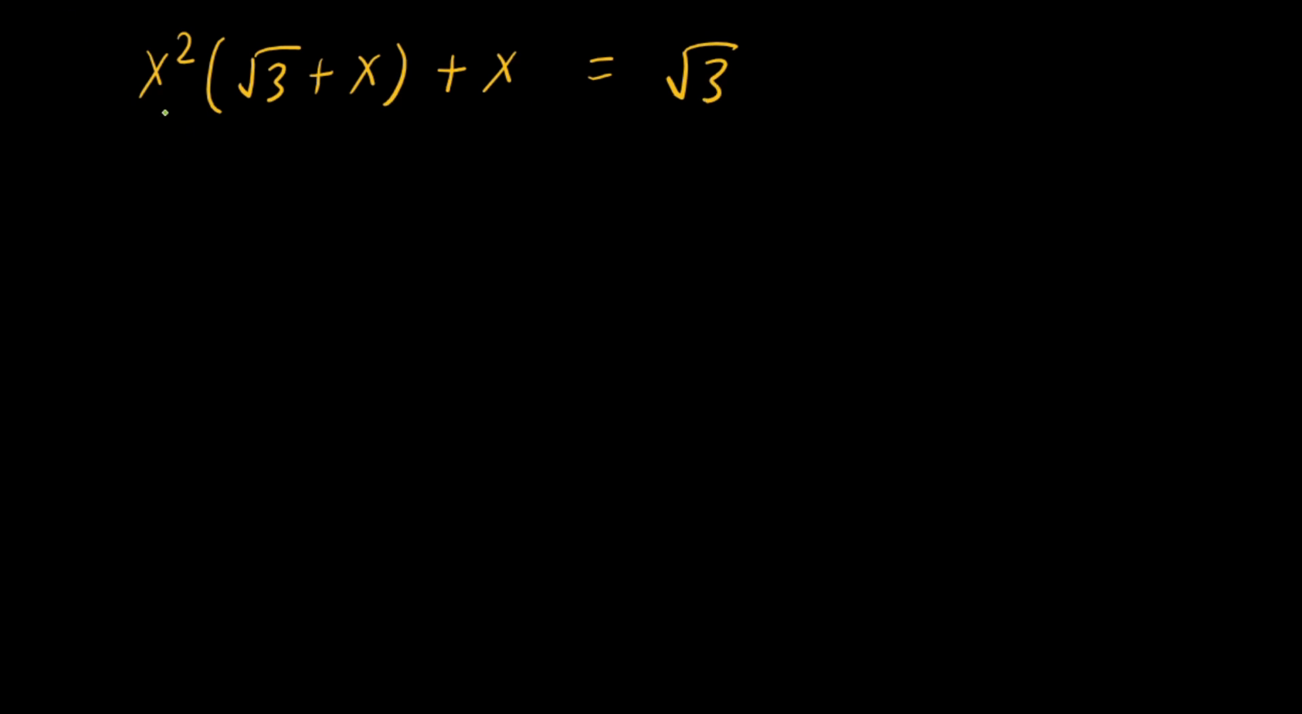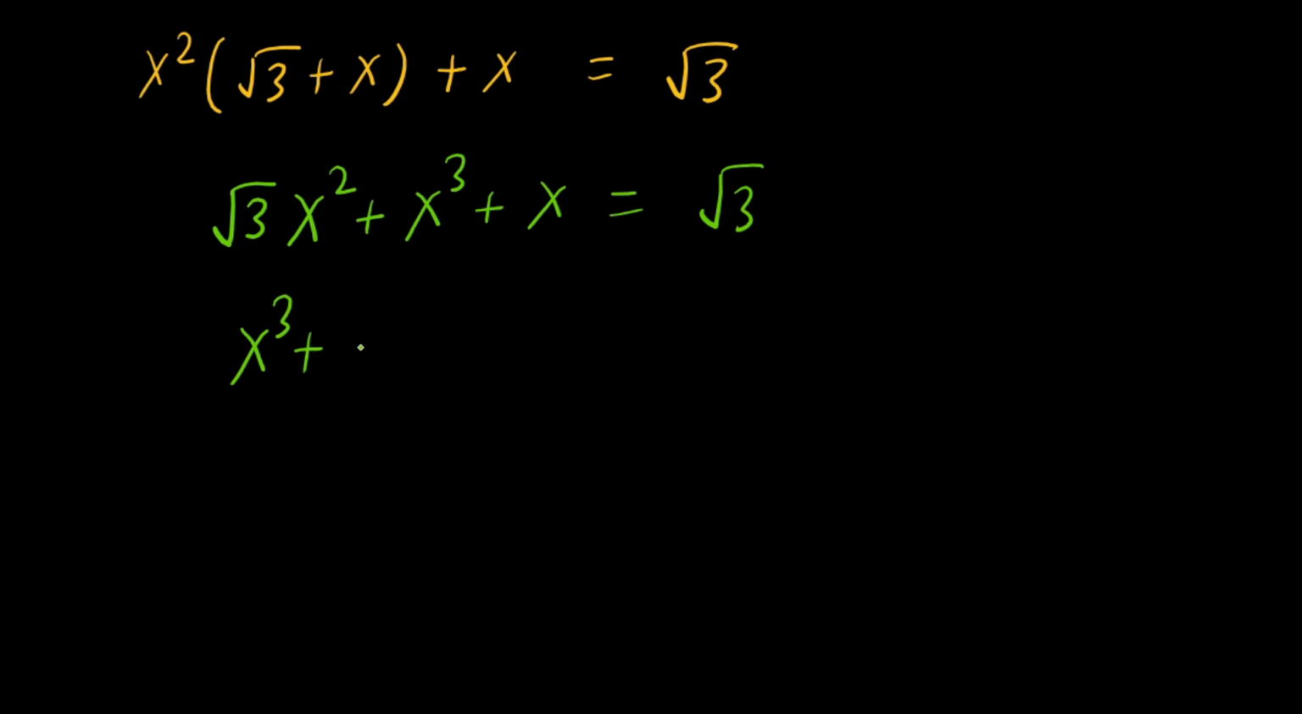Now this x square, if we multiply inside the bracket, then square root of 3 x square plus x square times x is x power 3, plus x, and this is equal to square root of 3. Now on the left hand side x cube plus square root of 3 x square plus x, and this is equal to square root of 3. On the left hand side we make a perfect cube expression, but how?